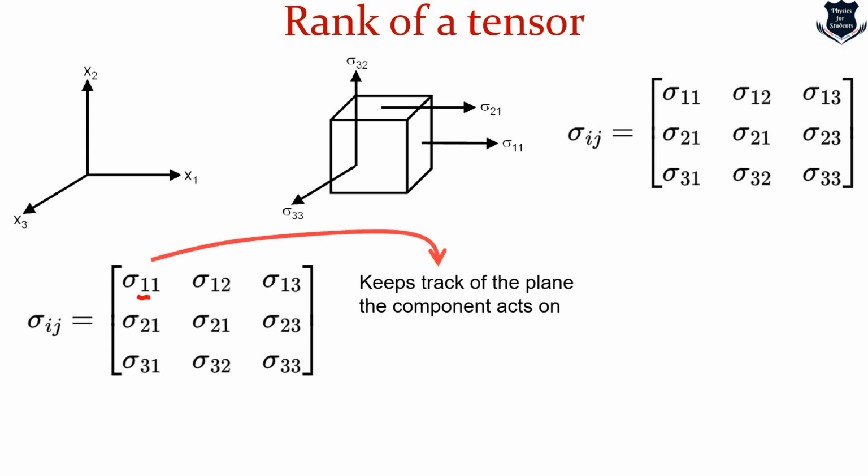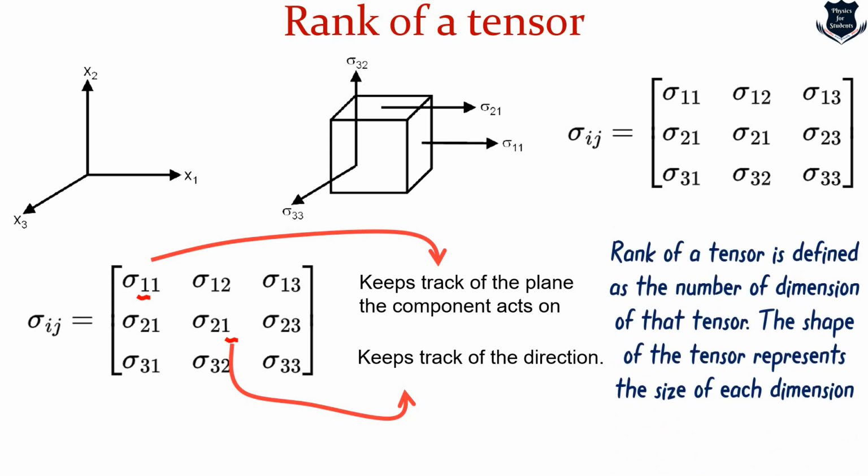The first component, actually this 1, keeps track of the plane the component acts on. That means, as we have seen in crystals or other cubes, there are different planes. So 1 1 or 1 2, the first one is a kind of an index which we will soon see, and it keeps the track. That means the pressure, stress or strain, whatever, is acting on which plane, right? Second, it keeps track of the direction. So on which direction: x axis, y axis, z axis, or whatever direction. This is what we call the rank of a tensor.